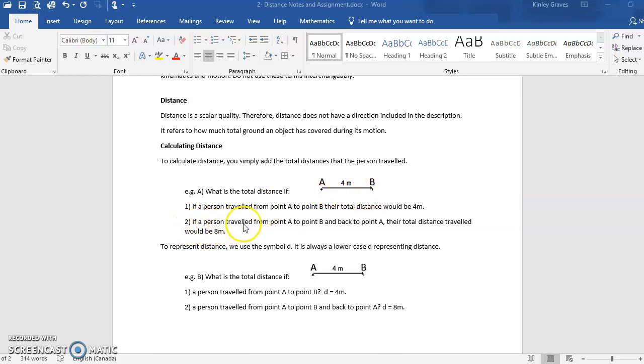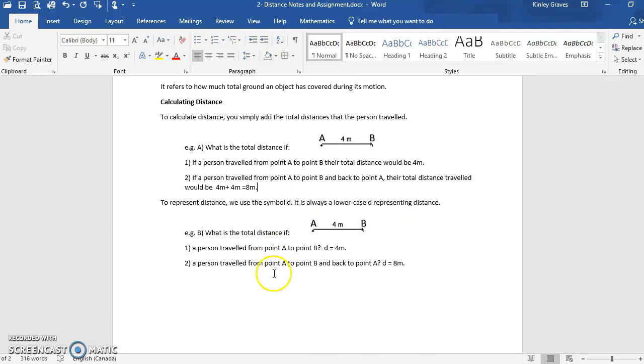Number 2 says if a person traveled from point A to point B, and then went back to point A, their total distance traveled would be 8 meters. So we started at 0 meters, we traveled 4 meters to get to point B, and then we traveled that same 4 meters to go back. So 4 plus 4, I'll write that in for you. So 4 meters plus 4 meters equals 8 meters.